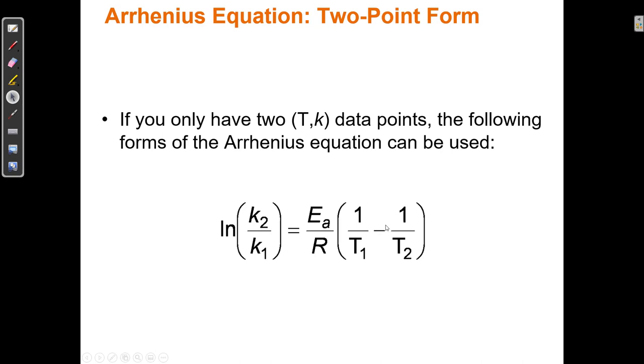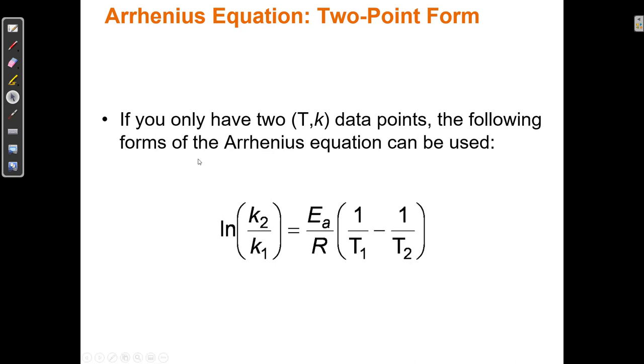If we only have two points, we can still make a line. It's not going to be a particularly accurate line, but 2 points is better than 1 point. And 3 points would be better than that, and 4 points would be better, and so on and so on. The more data points we have, the more accurate our information is going to be. But if we only have two data points, we can still make a line.